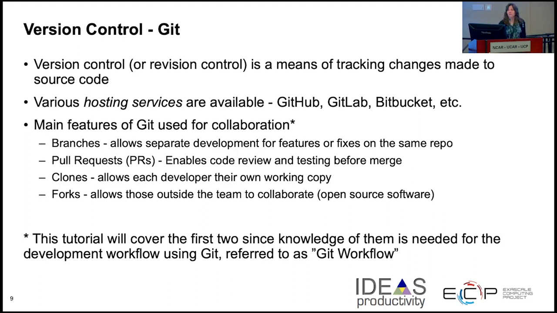Clones allow each developer to have their own copy on their own system, or even multiple systems if they're testing it out on different platforms. And forks allow anyone from outside, if you're an open source project, to fork your repository. If they have a fix that they would like to see come back to you, they can collaborate with you on whether or not that could be put back into your main repository. But we're going to talk mostly about the first two so we can get to coming up with a Git workflow for your project.